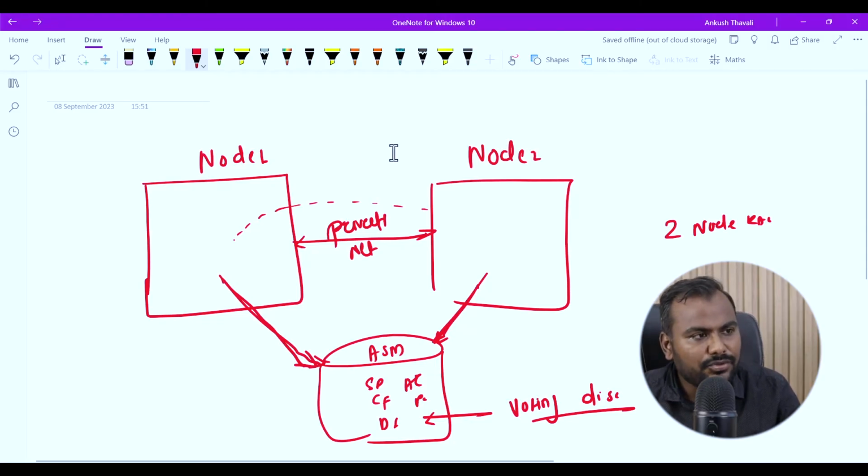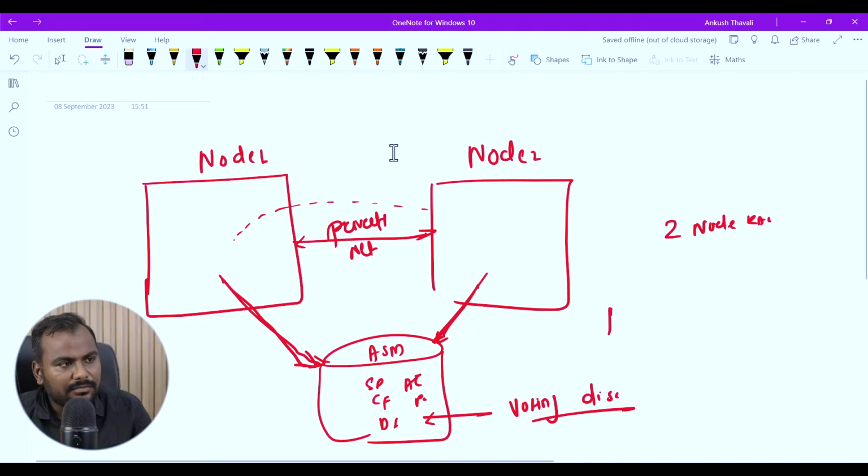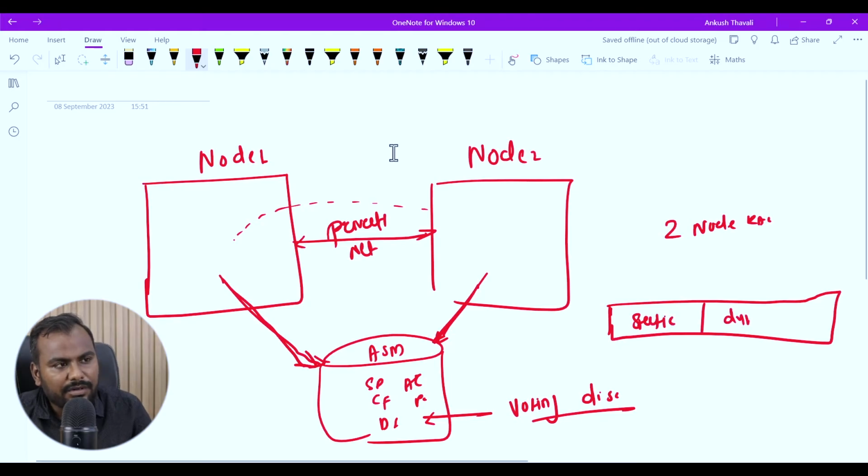This voting disk stores 2 types of information. One we call static data, and another type of data we call dynamic data. Static data will have information about how many nodes are available in the cluster, like we have 2 nodes here. So the number of nodes information will be in your static information. Dynamic data will store the network heartbeat information.